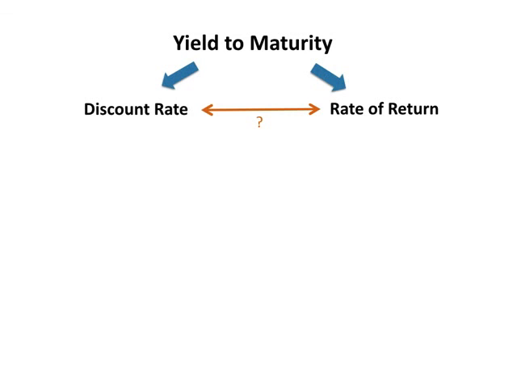How likely is it that the discount rate based on today's price and contractual cash flows will equal the rate of return on a bond investment held all the way to maturity? Consider the two calculations, yield to maturity versus rate of return to maturity.